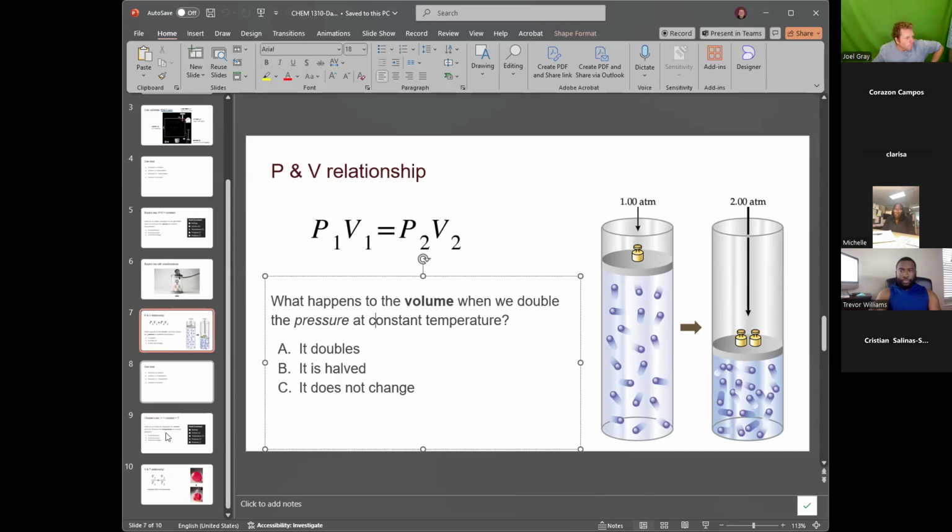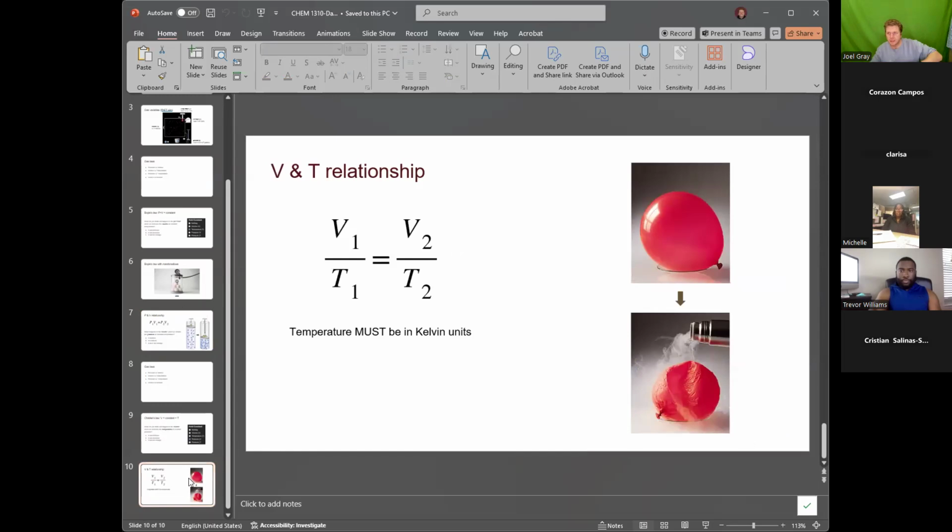Now, when we see an equation that is P times V equals P times V, those things are being multiplied by one another. If one goes up, the other has to go down. Now, looking at this equation, V over T and V over T. Well, if volume goes up, what do you think happens to temperature? Since it's not multiplication, that's probably going to go up as well. If volume goes down, then temperature is probably going to go down.